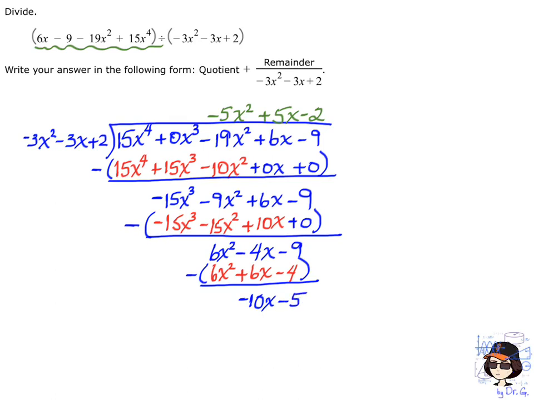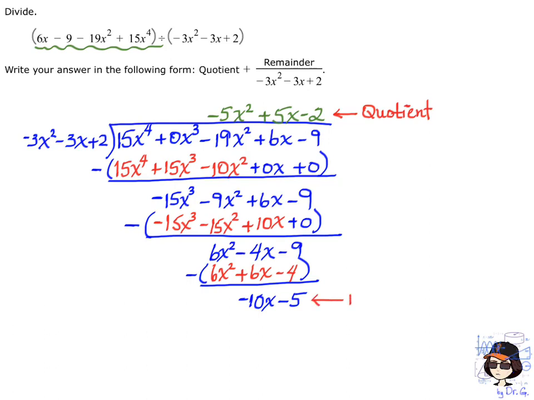And now we look at the leading terms. Negative 10x and negative 3x squared. Well, we can't do that division. Negative 10x can't be divided by negative 3x squared because the degree of negative 3x squared is 2. That's higher than the degree of negative 10x. So we're done. Now the quotient is negative 5x squared plus 5x minus 2.